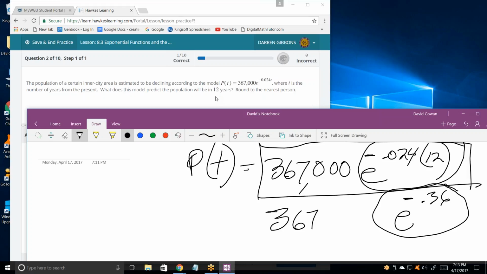Do you know how to take it to a power? No. Well, you basically go E raised, do you have that key on your thing, to the minus 0.36. Do you have this key? No.